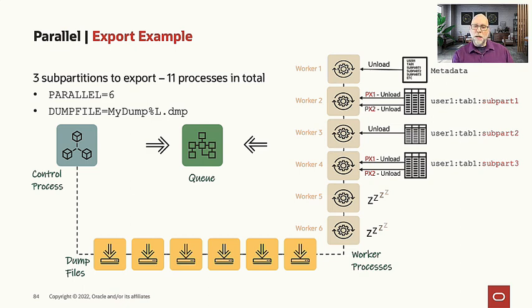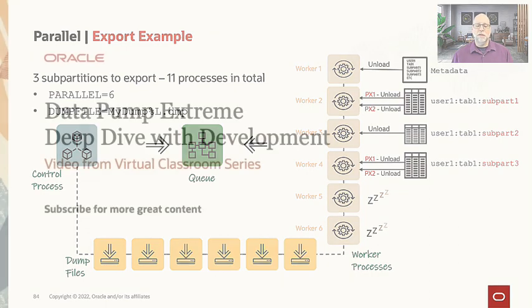So even though you said parallel 6, we end up with a total of 11 processes here. We have the control process, we have 6 worker processes, and then we have the 4 parallel query processes running all at the same time. Now, some of those processes are idle, but it pays to remember that this can happen, because the process count on your system may throttle the number of processes that you can spawn.